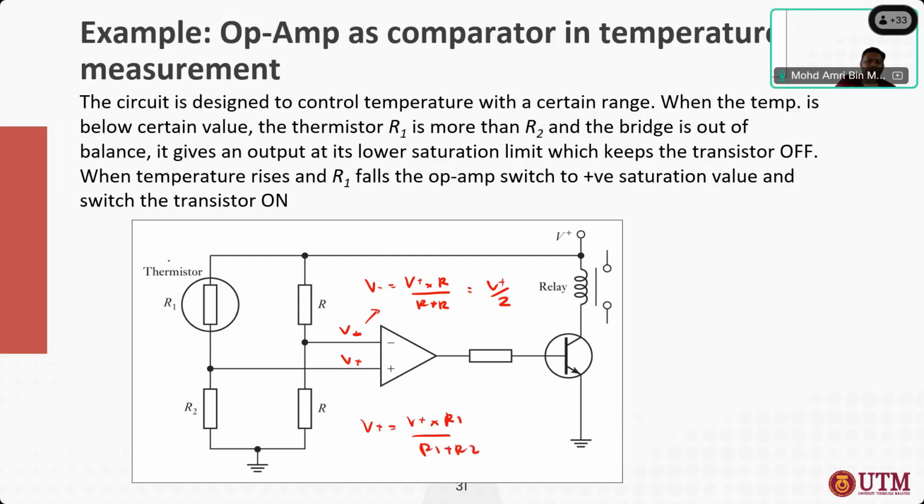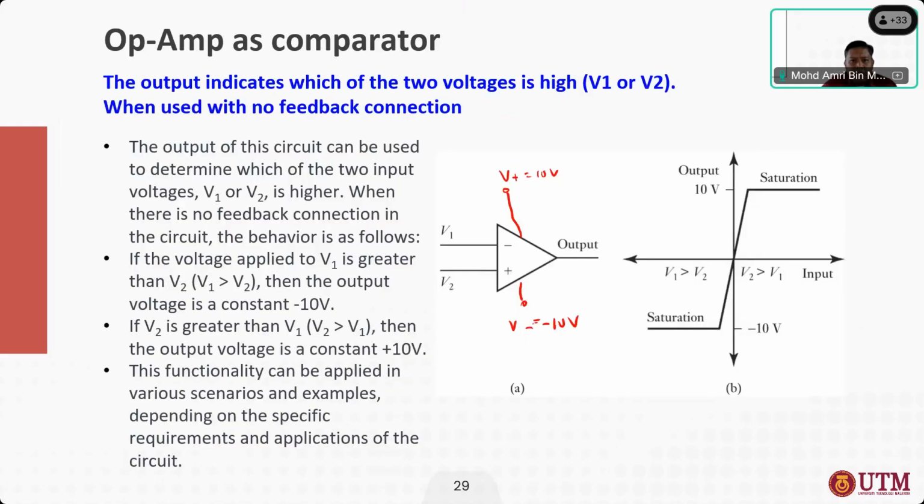Means that if the thermistor here, okay, the characteristic is if the temperature increases, the resistance goes down. Means that the resistance is inversely proportional to the temperature. So we can take that like this example: if V2 is more than V1, then it will saturate at positive, otherwise it saturates at negative.